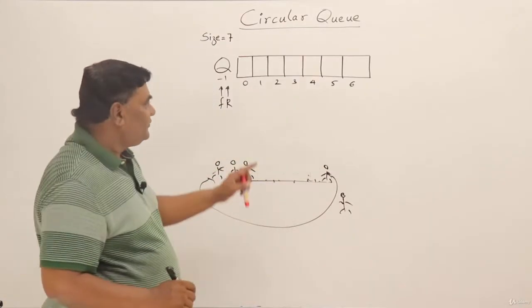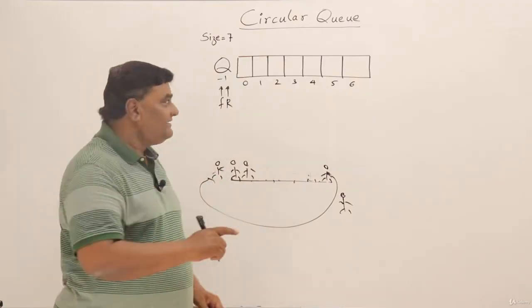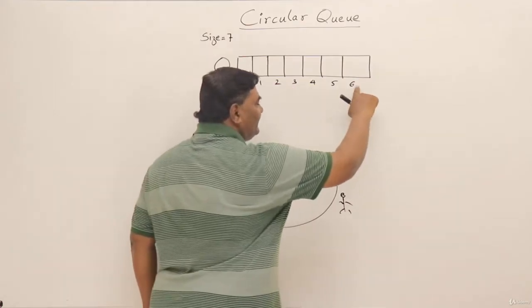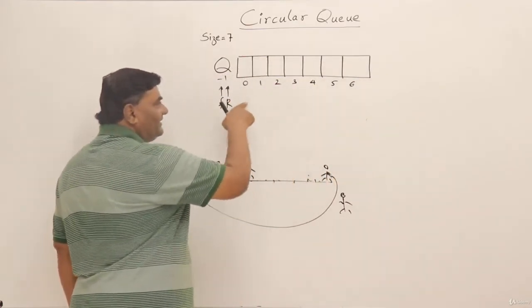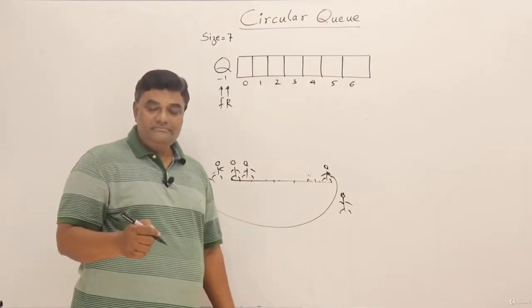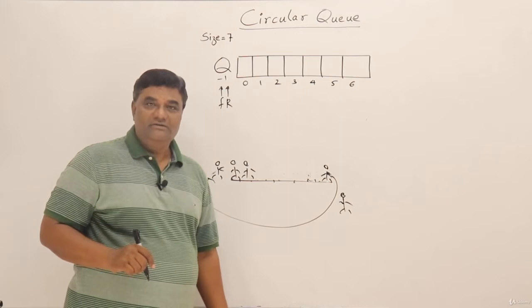So the same thing we want to implement here also. For those who are inserting and deleting, front and rear, let them move circularly. Once they have reached 6, let them come back again to 0. Then again continue like this. So this is the idea of a circular queue. I will take a few elements and show you how it is done.